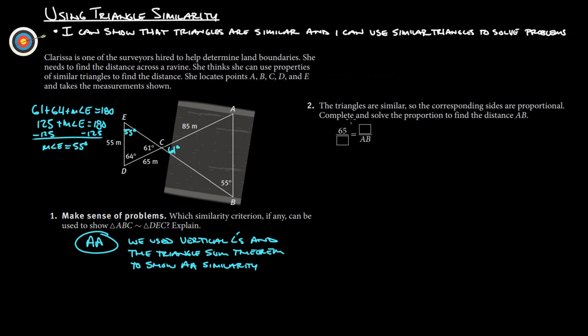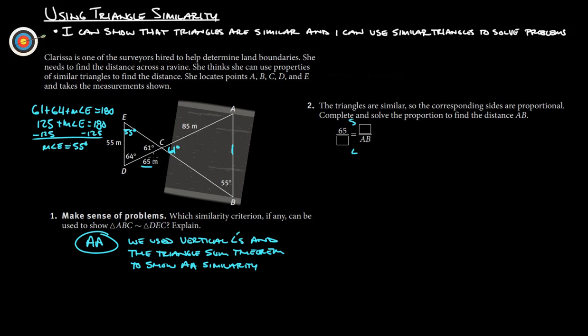Okay. Number 2, triangles are similar, so the corresponding sides are proportional. Complete and solve the proportion to find the distance AB. Okay, so we've got 65 is here, and then we've got AB is this one here. All right. So let's do this. 65 is on the small triangle. So you can either write small here or here. I'm going to do small here and large triangle here.